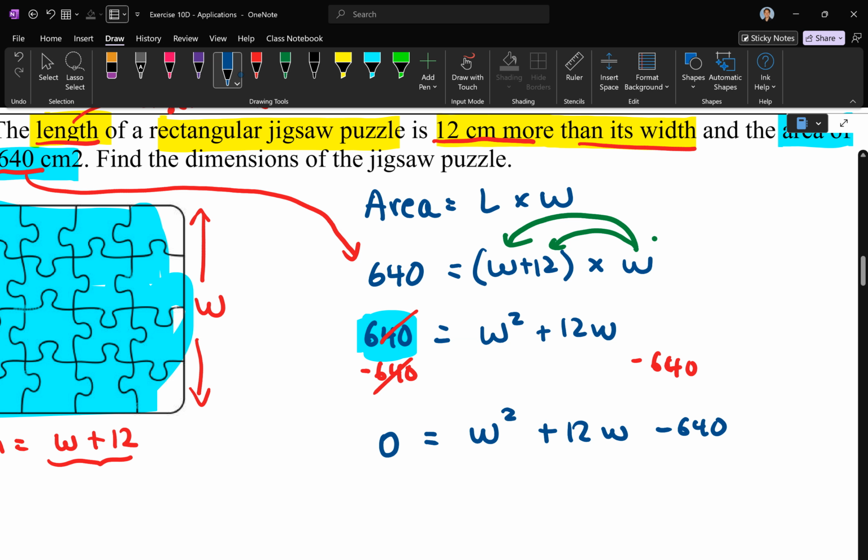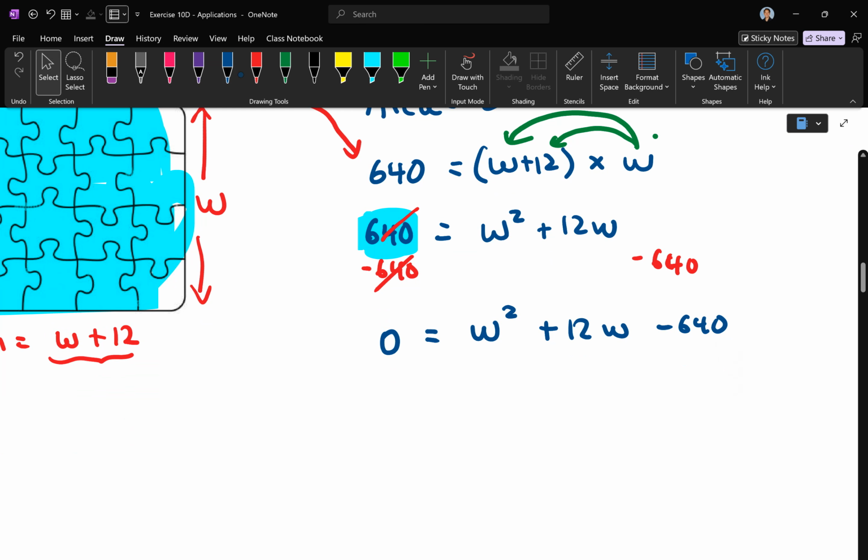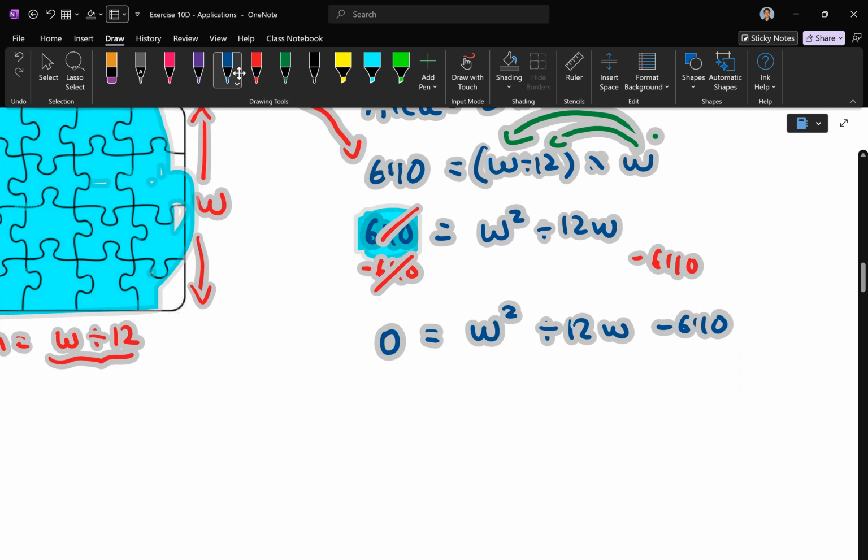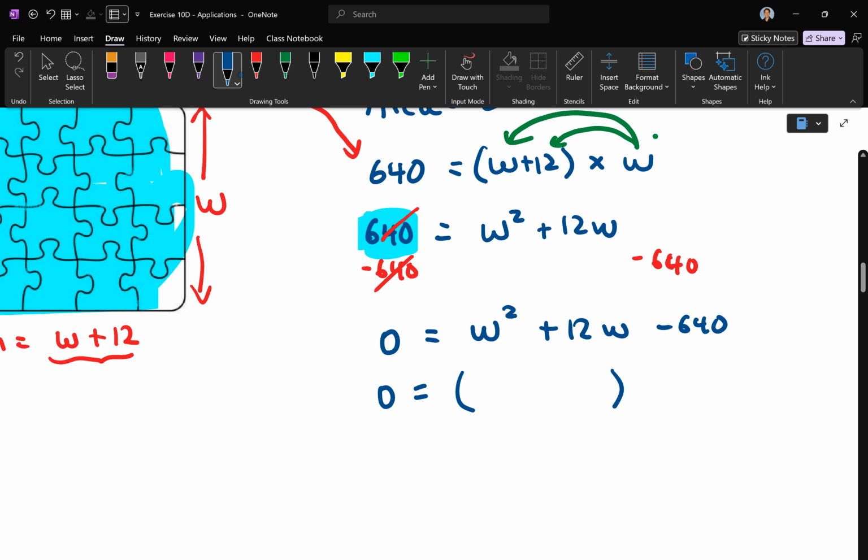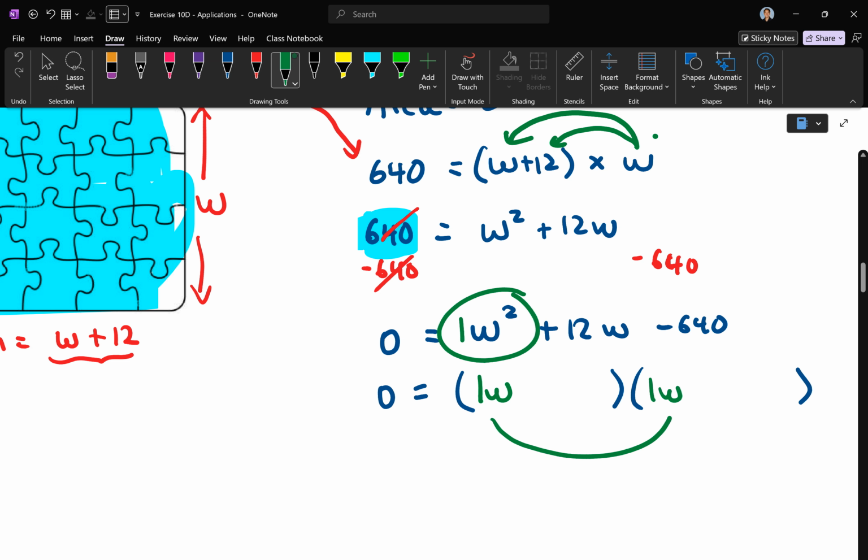So what you're used to seeing is x. This time they call it W, but it's the same idea. It's W squared plus 12W minus 640. They are monics. This is a monic trinomial. Your job is to factorize. So hopefully you've been practicing exercise 8F or exercise 5F from the Year 10 version. Here we go. Monics are easy because we can say this is 1W and this is 1W, because W times W will give you W squared. So that's why monics are easy.